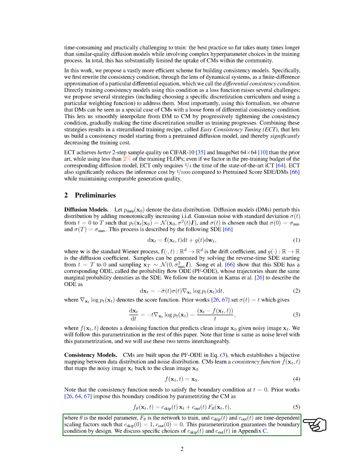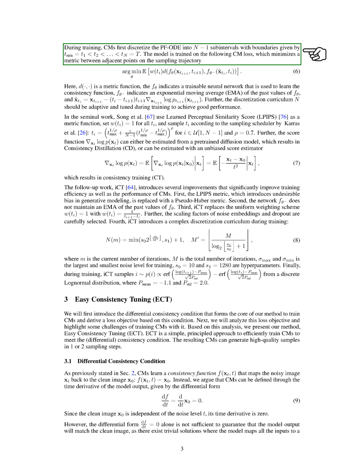Previous studies achieve this by parameterizing the CM using theta as the model parameter, f_theta as the network for training, and time-dependent scaling factors c_skip(t) and c_out(t), ensuring c_skip(0) equals 1 and c_out(0) equals 0. This setup guarantees the boundary condition is satisfied. Specific choices for c_skip(t) and c_out(t) are discussed in Sec.